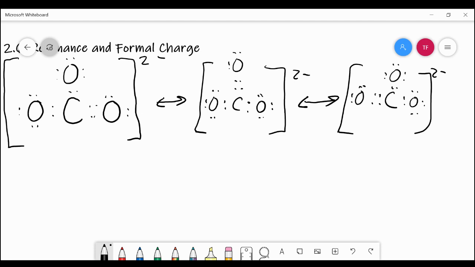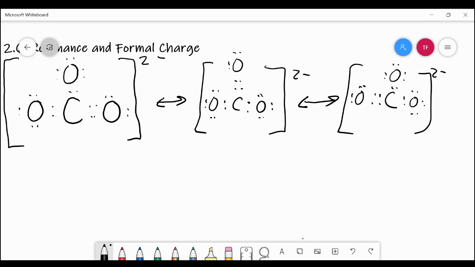So resonance is the idea that if you can draw equal Lewis dot structures between the atoms, then those equal structures represent resonance because there's an equal electronegativity between the carbon and oxygen atoms in this particular case. So what is the bond order on these oxygens? Well, let's calculate bond order on each one real quick.